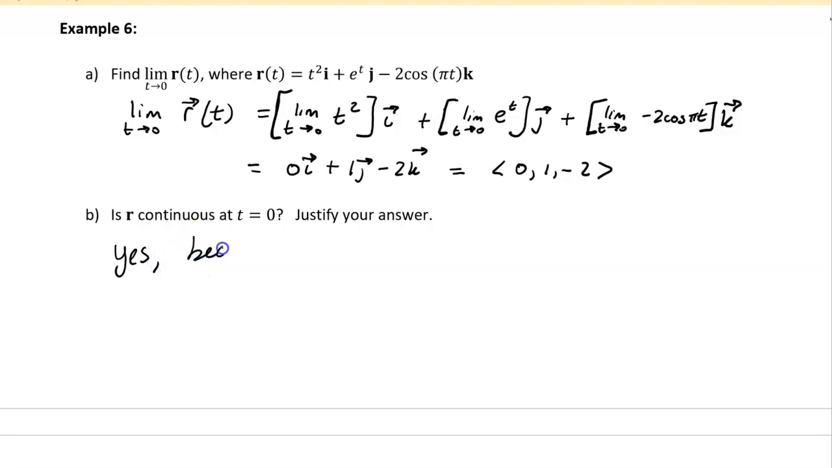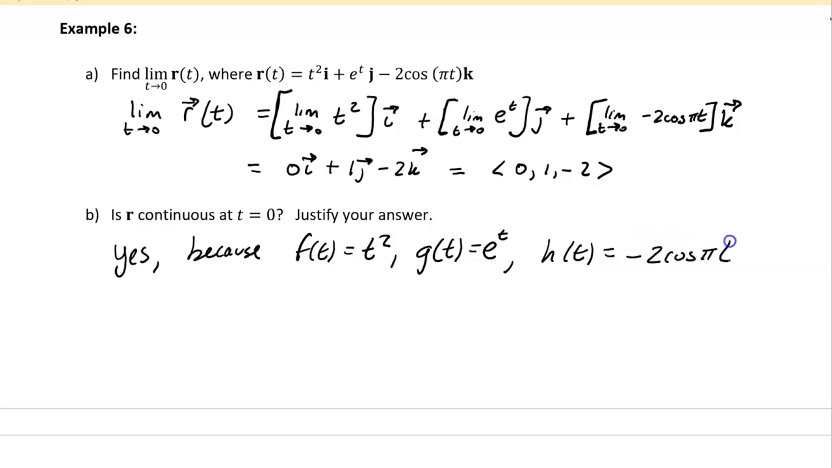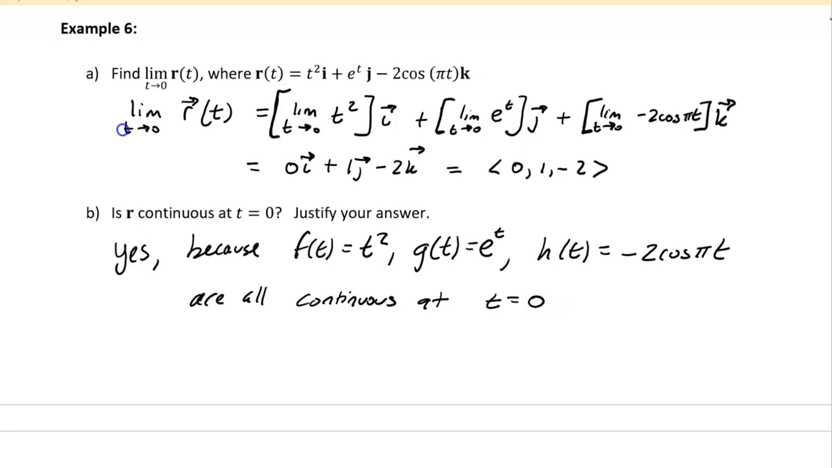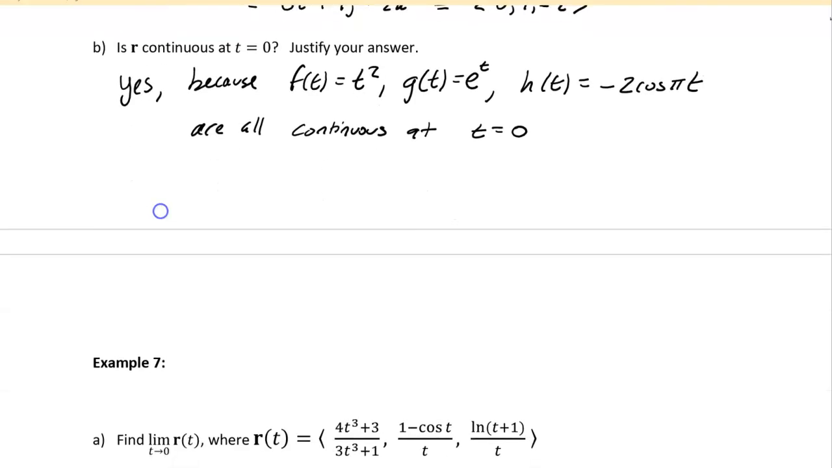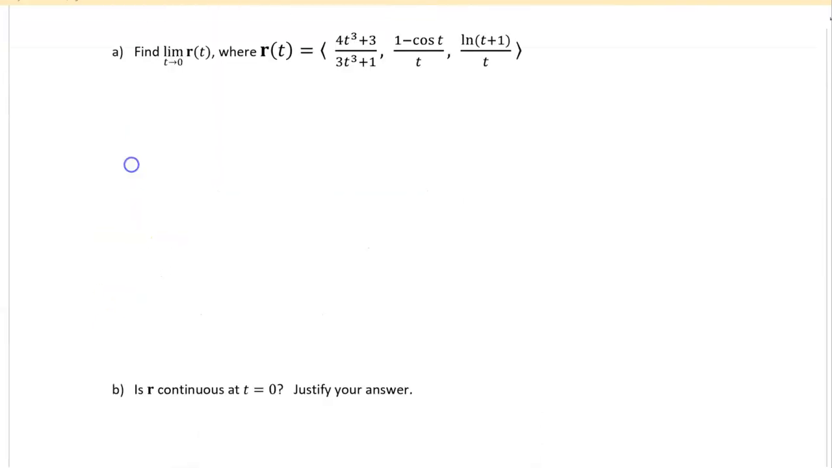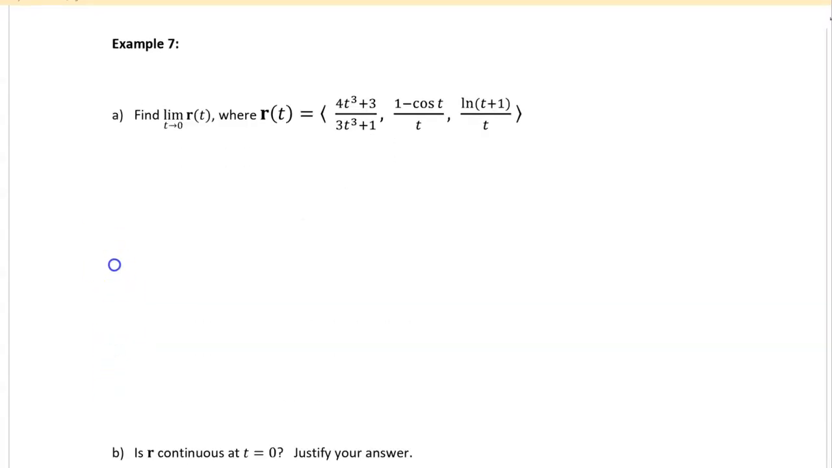We can say yes because f of t equals t squared, g of t equals e to the t, and h of t equals negative 2 cosine of pi t are all continuous at t equals 0. I assume that you know that all three of those are continuous functions, so you can tell me if you know this to be true, that the vector function will be continuous at a point because you know all of the components are continuous at that point.